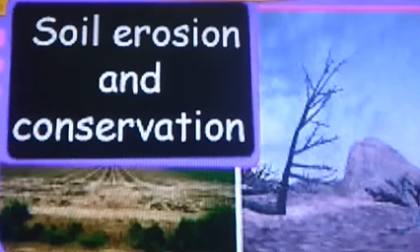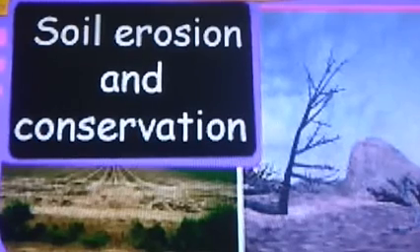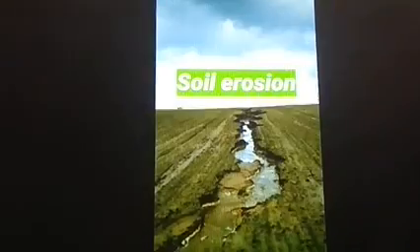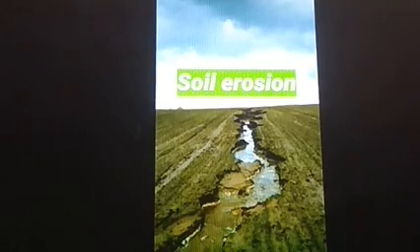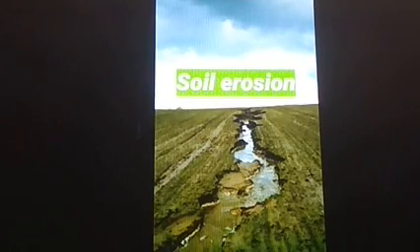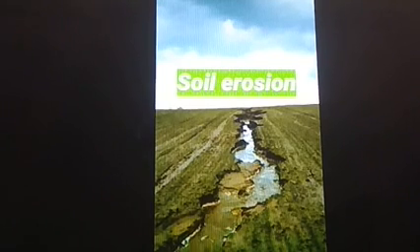Students, today we will do lesson 5, topic soil erosion and conservation. Students, do you know what is soil erosion? The washing or blowing away of the top fertile layer of the soil by wind and water is called soil erosion. Students, you must have seen that during dust storms or when water runs with a high speed, it carries the soil with it.